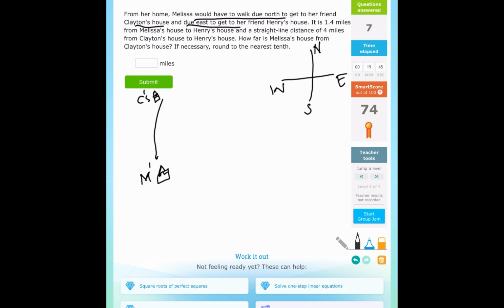And due east to get to her friend Henry's house. So if she goes north, she would be going to Clayton's house, and if she goes east, she'll get to Henry's house. It is 1.4 miles from Melissa's house to Henry's house. So this is 1.4. And a straight line distance of 4 miles from Clayton's house to Henry's house. That means the hypotenuse is 4.